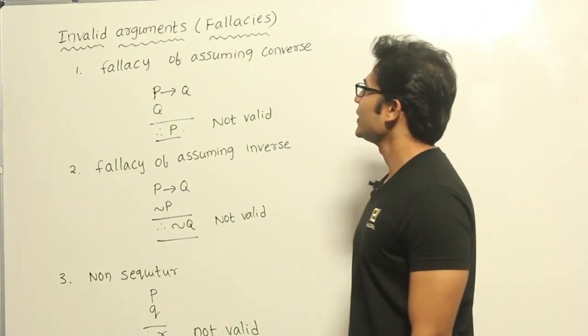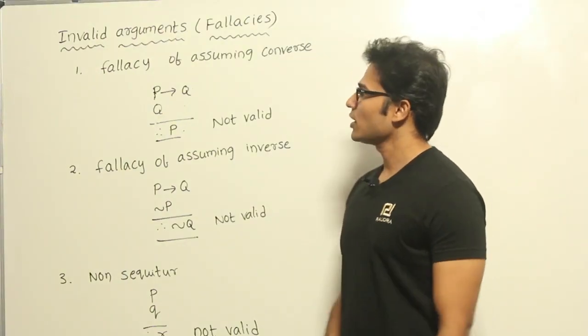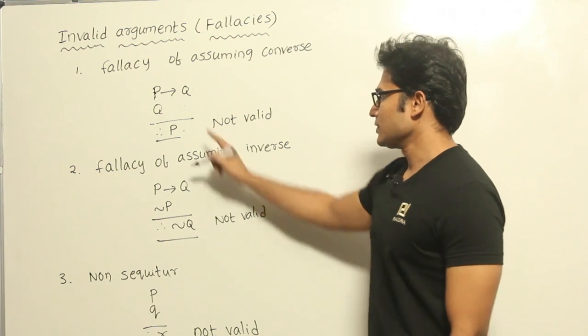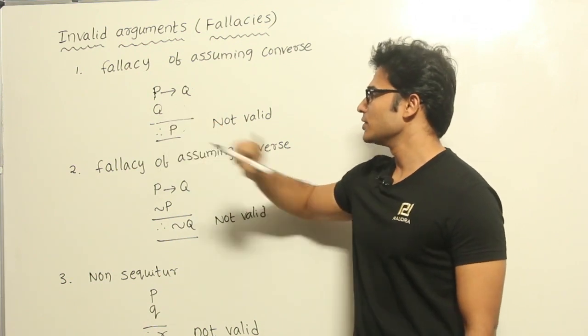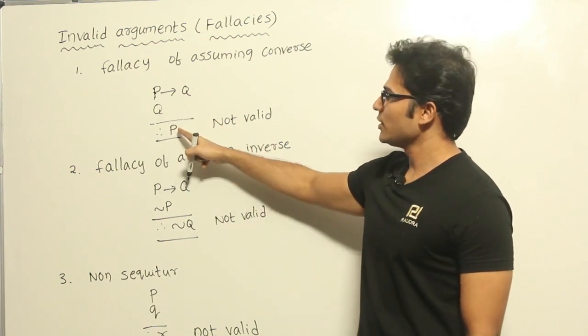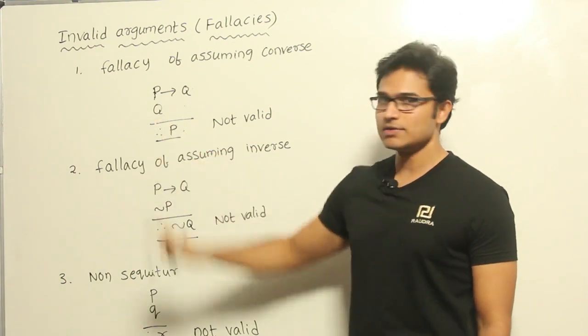Now let's see invalid arguments. They are also called fallacies. Now if you see this, P implies Q and Q are given. Concluding that P is true is wrong.